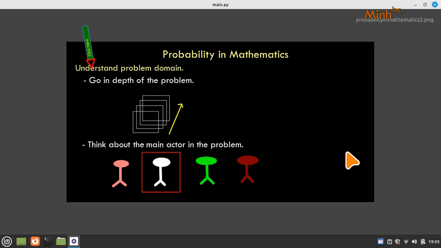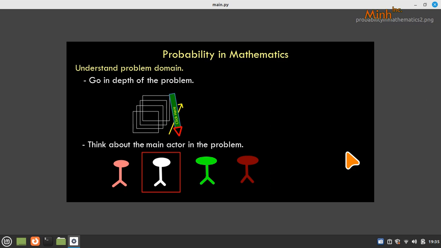Okay, understand the problem domain. So go in deep. Like if the problem is kind of iterative or recursive, in a meta way, then go into the inner frames till you hit the scene that, okay, so this is the problem.